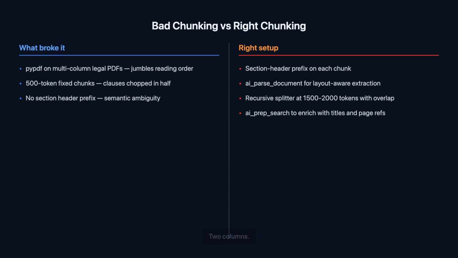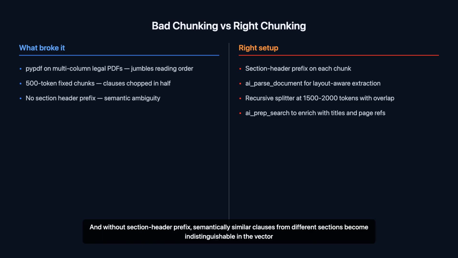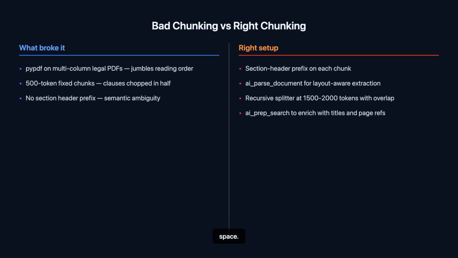Two columns. On the left, what broke it? PyPDF on multi-column legal PDFs jumbles the reading order. Text from column 2 interleaves with column 1. 500 token fixed chunks chop clauses in half, and without a section header prefix, semantically similar clauses from different sections become indistinguishable in the vector space.